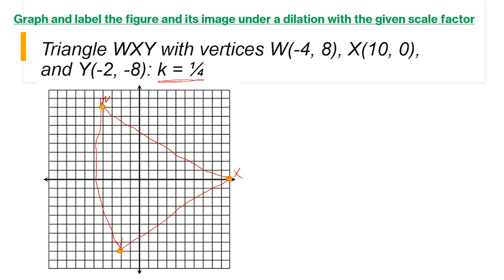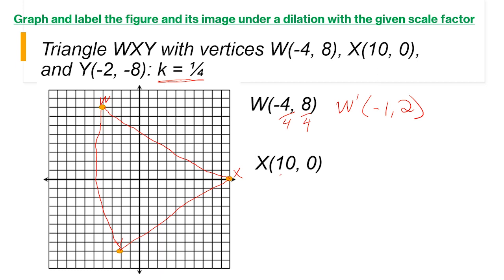All right, and so I'm just simply going to take each one of my ordered pairs and multiply it by 1/4. And if you're multiplying anything by 1/4, you're really just dividing by 4. Just like if you were multiplying anything by 1/2, you're dividing by 2, and so forth. So I'm going to take each one of my ordered pairs and multiply it by 1/4, or simply divide it by 4. So I'm just going to put 4 underneath. So my W prime would be -1, 2.